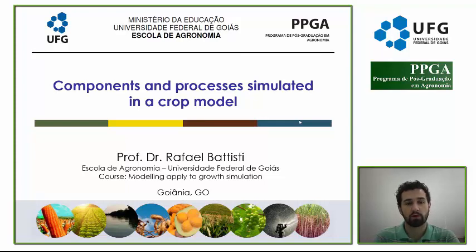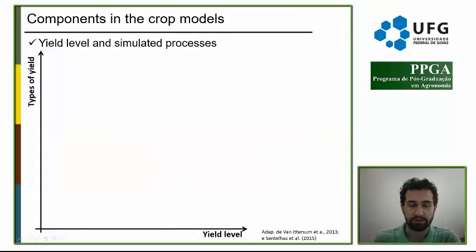Hello, today we're going to talk about the components and processes simulated in a crop model. To start our class, I'd like to bring up the yield levels and simulated processes, where we are talking about the types of yield and the yield level. As we discussed last class, crop models are divided into different components, and when you turn these components on or off, you can simulate different things and different interactions inside the crop model.